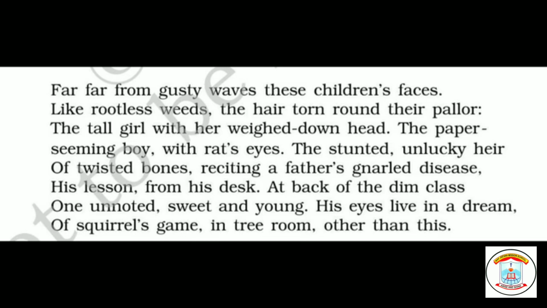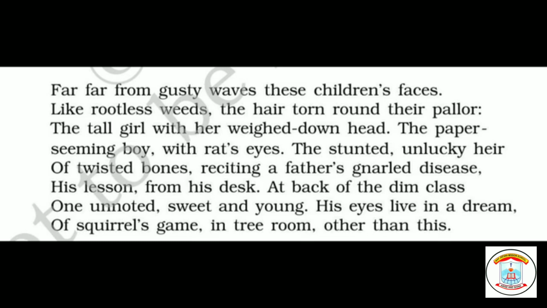The second child in the class is the paper-seeming boy with the rat's eyes, the stunted, unlucky heir of twisted bonds, reciting a father's gnarled disease, his lesson from his desk. So here the poet says the second child in the slum school classroom is a paper-seeming boy. Here the poetic device metaphor is used to describe the physical appearance of the boy. The boy is almost like a paper, very unhealthy and very thin. And then the poet says he has rat's eyes. Rat's eyes means that he is full of fear and hopelessness, because that is the life of slum children.